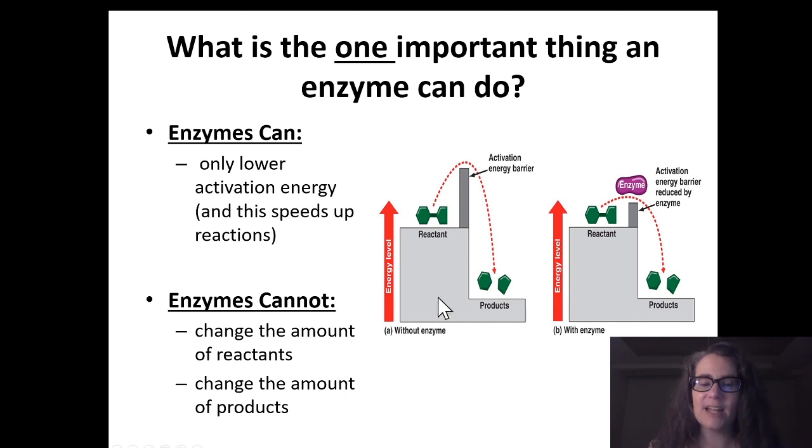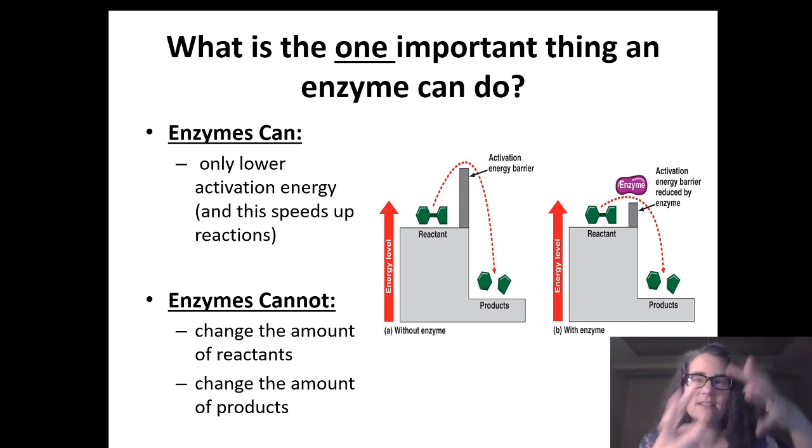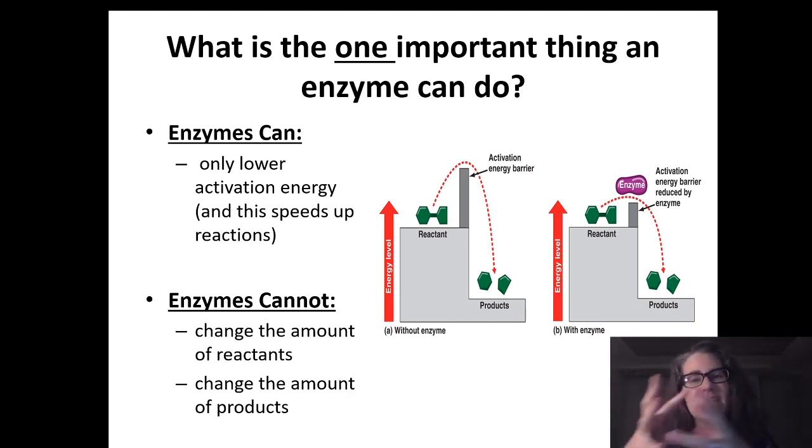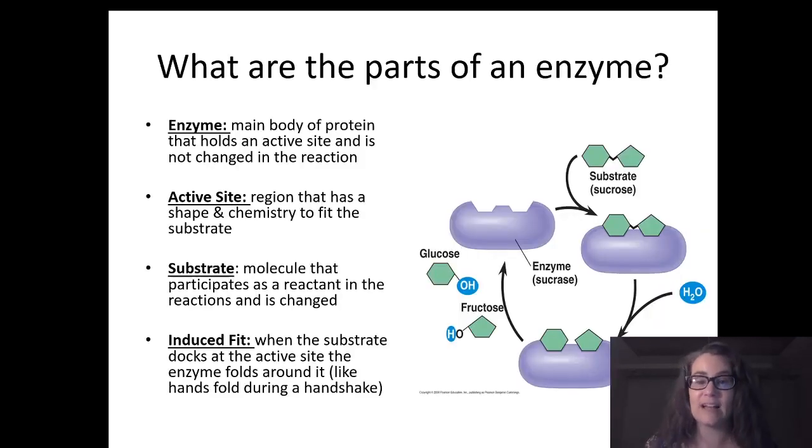Enzymes cannot, I hope you notice, change the amount of reactants, because that's what you're going to be coming into the body with, or coming into a reaction with. That's going to be external forces typically that are providing those reactants. So enzymes don't change the amount of reactants, and they really can't change the products, because that's based on how much of the reactant you have. So all enzymes can do is lower that activation energy and then make a reaction go faster.